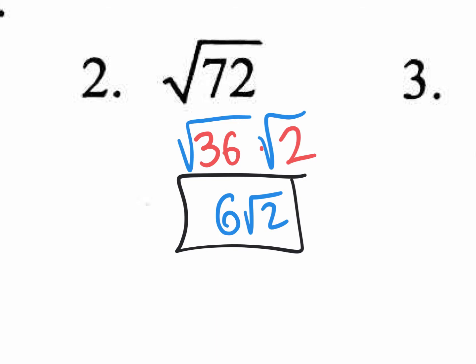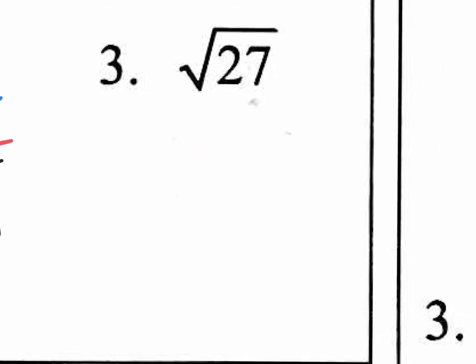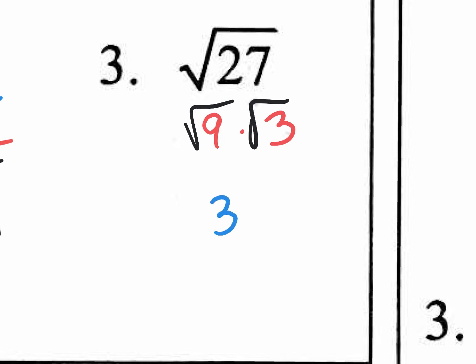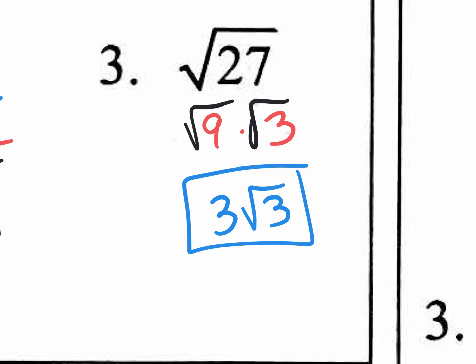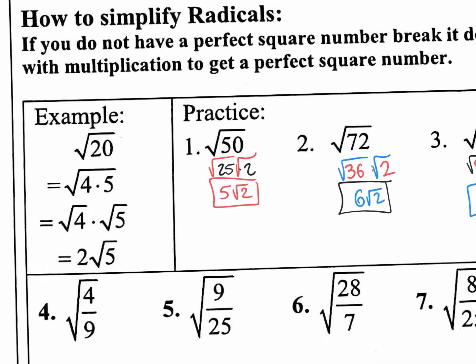This could have been done with other different perfect square numbers, but it would take a lot more time, a lot more work. How about the square root of 27? 9 times 3, okay? So we have 9 times 3, split the root. What's the final answer? 3 square root of 3. And that's it. Let me just do one right here on the side.